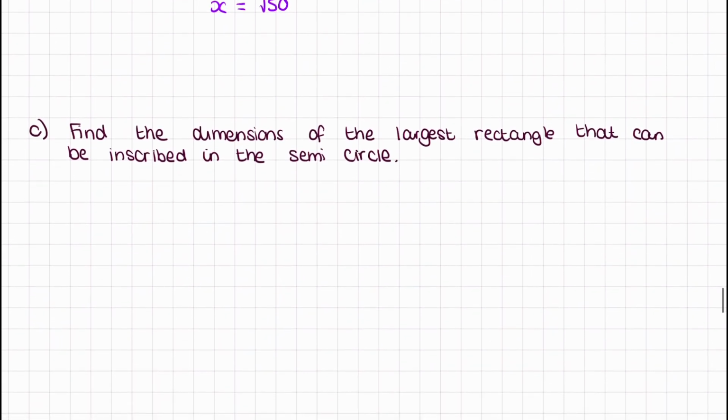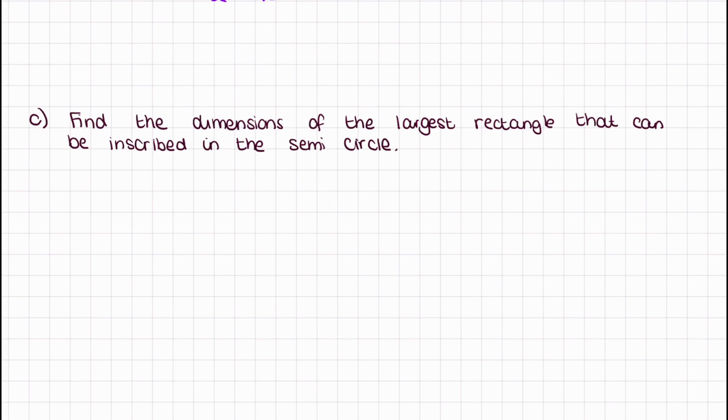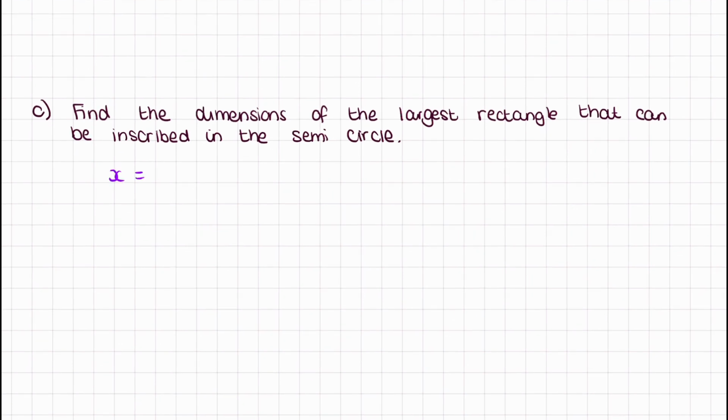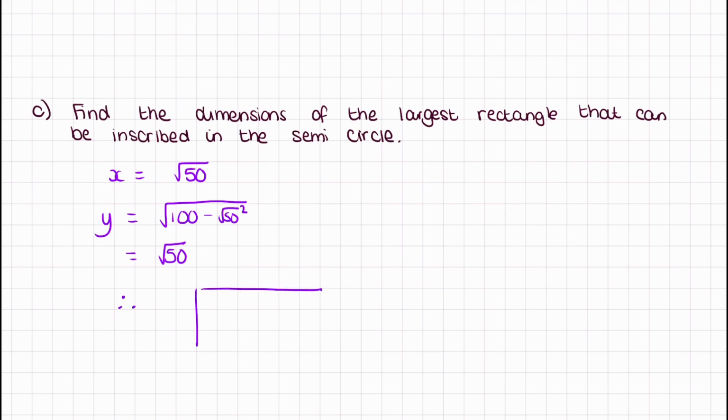Then C, find the dimensions of the largest rectangle that can be inscribed in the semicircle. So we know that x is the square root of 50. From here we can find out what y is, which would be y equals the square root of 100 minus the square root of 50 squared, which just equals the square root of 50. And obviously we need to multiply that by 2 to give us the full length of the rectangle. The dimensions of the rectangle will be the height being square root of 50 and the base being 2 square root of 50. And that's optimization.